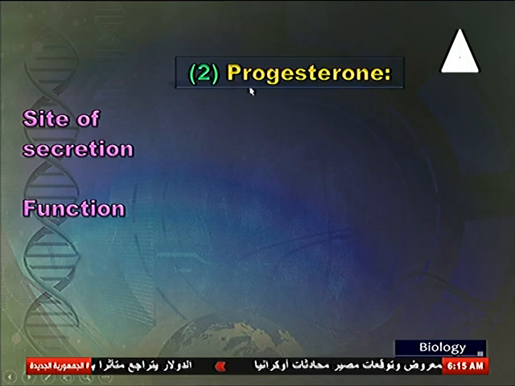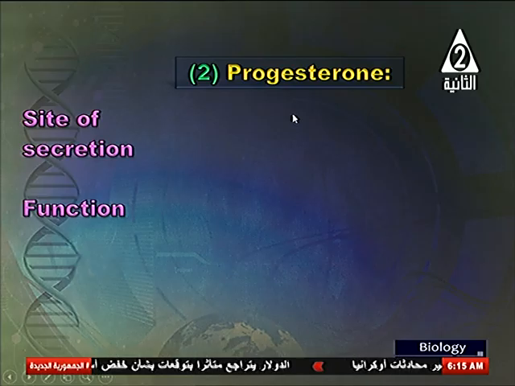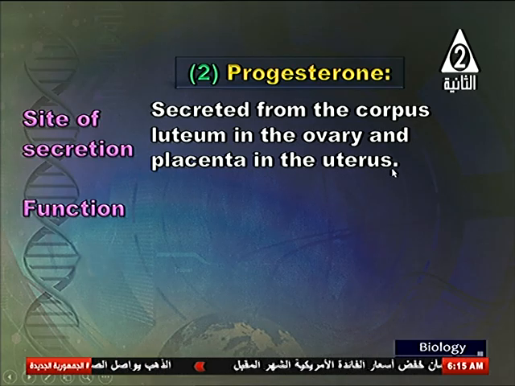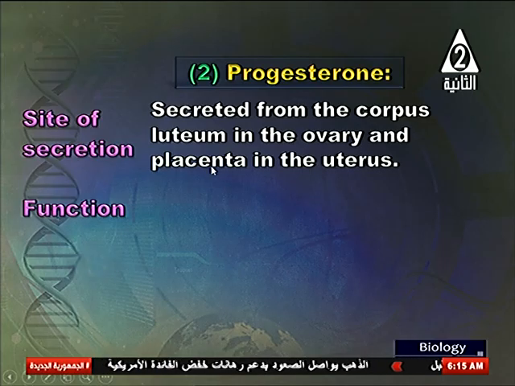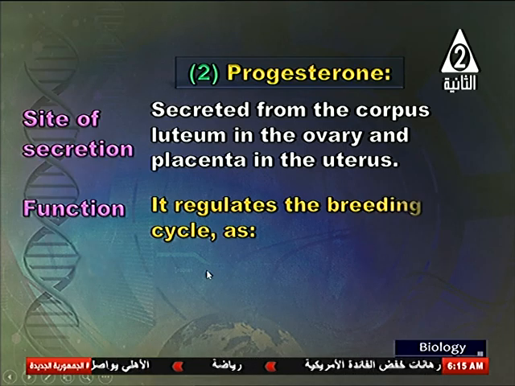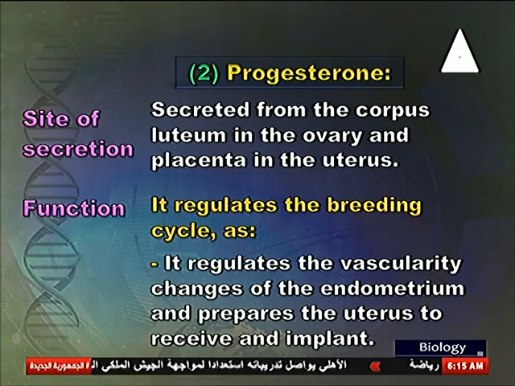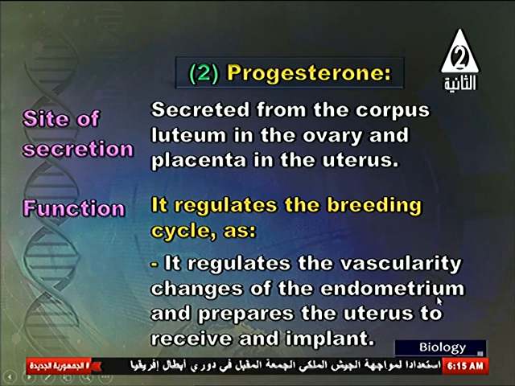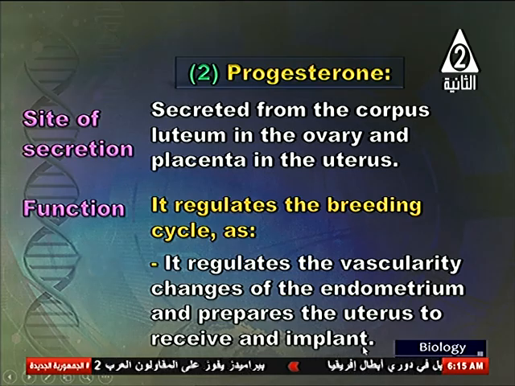Progesterone hormone is the second type of female sex hormones. It is secreted from corpus luteum in the ovary and placenta in the uterus, placenta from the beginning of about the third month or fourth month. What is the function of progesterone hormone? It regulates the breeding cycle, as it regulates the vascularity changes of the endometrium, اللي هي بطانة الرحم, and prepares the uterus to receive and implant. Okay.